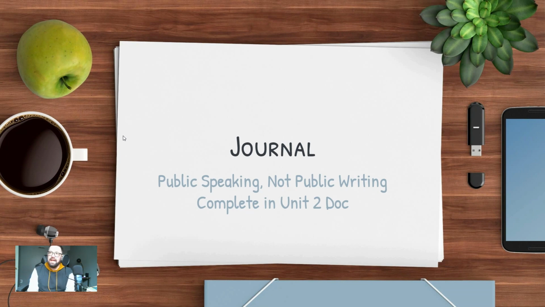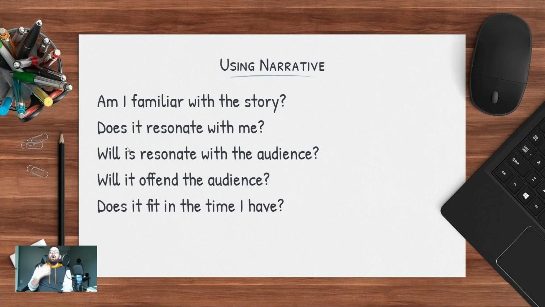Your journal in your unit 2 doc will talk about public speaking, not public writing. So make sure that you do that as well, looking at different styles of formality and when you need to have them. When we use a narrative in a story, we need to ask some questions first. And again, if the answer is no to some of these questions, you may not want to include the story. You may want to switch to a different story. You may just want to skip using a narrative altogether. You don't have to every time you're speaking to a group of people.